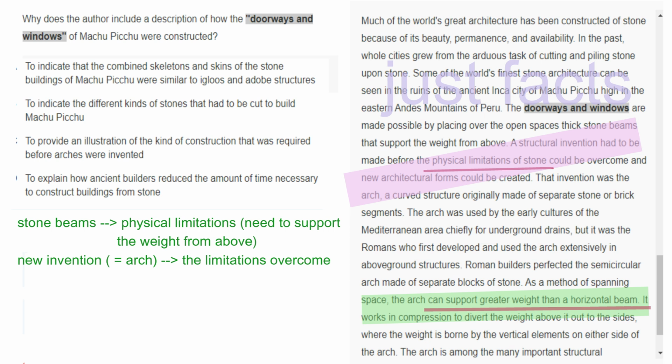D. To explain how ancient builders reduced the amount of time necessary to construct buildings from stone. This option is incorrect. The passage does not suggest the lintel method at Machu Picchu was used to reduce construction time. It simply describes this as the method required before arch construction was invented.